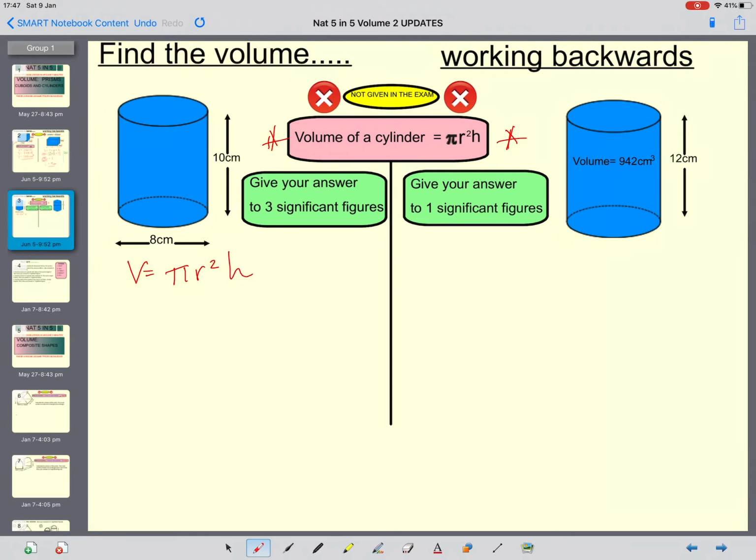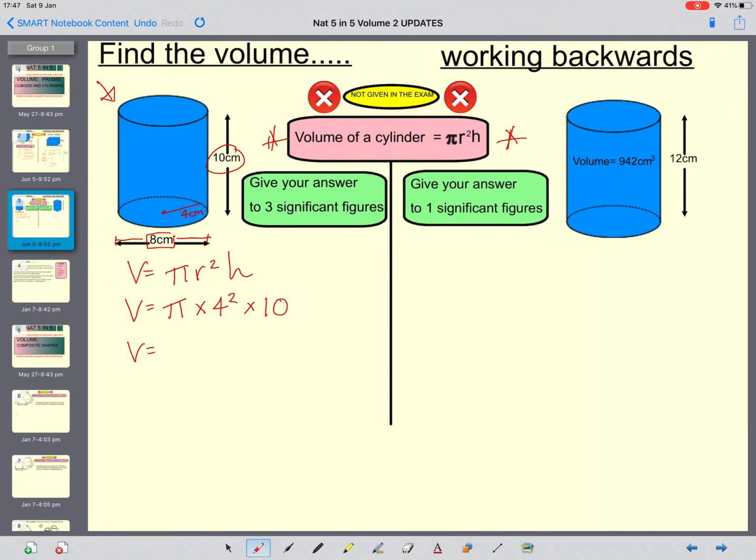On the left hand side I've been asked to work out the volume of this cylinder. So you're going to just basically substitute everything in. You know what pi is. Pi is 3.14, or you're going to use your pi button on your calculator. Multiplied by the radius. Now you know the diameter here is 8. So I would always write in what the radius is just to make sure that you don't use 8. You want to use 4. Multiplied by 4 squared, and then multiplied by the height, which is 10.